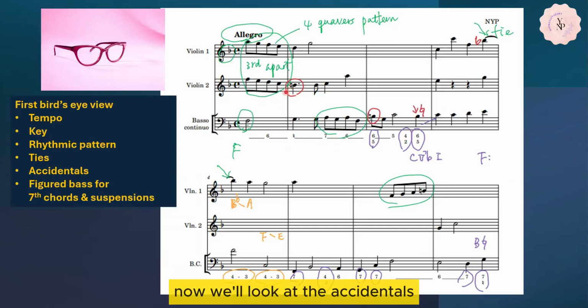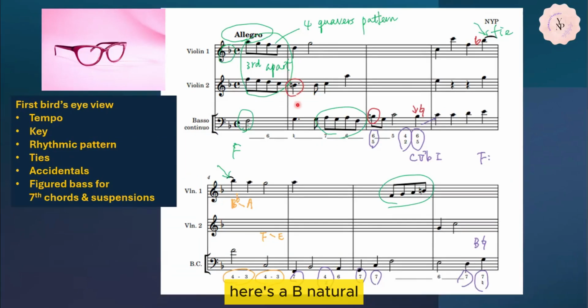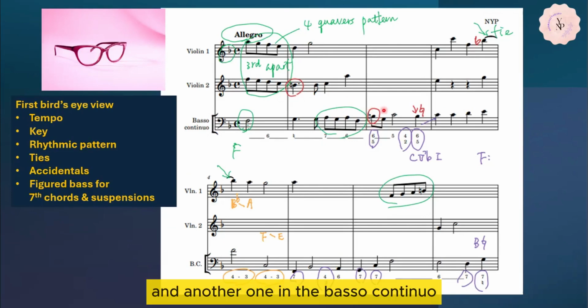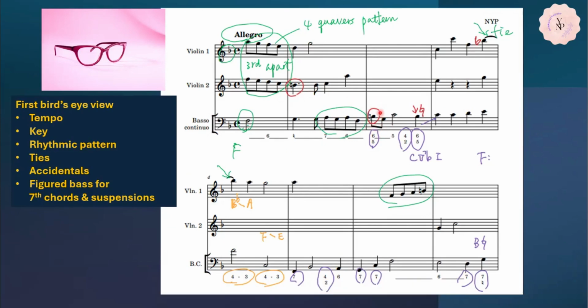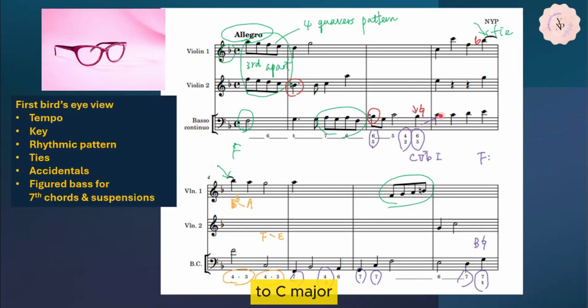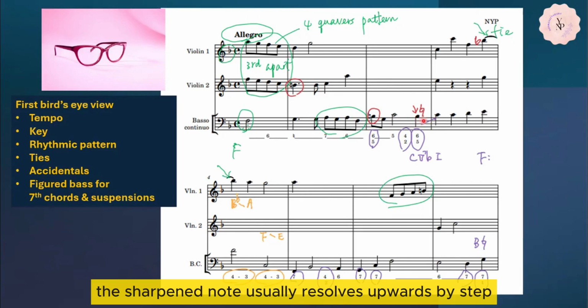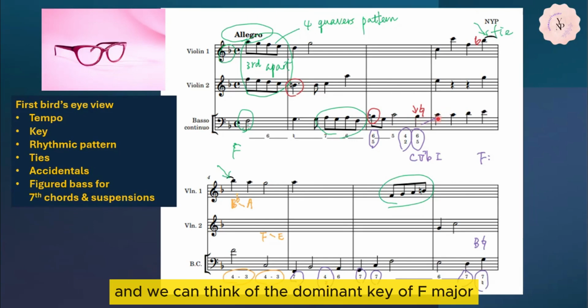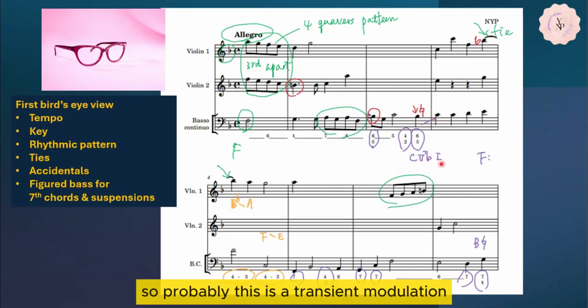Now we'll look at the accidentals. Here's a B natural and another one in the basso continuo. This will prompt us to think of a transient modulation to C major. So we can drop down C major 5-7 B 1, because the sharpened note usually resolves upwards by step, and we can think of the dominant key of F major. So probably this is a transient modulation.